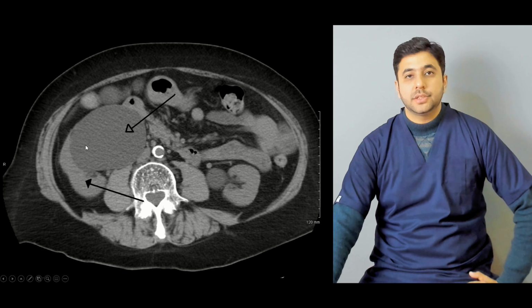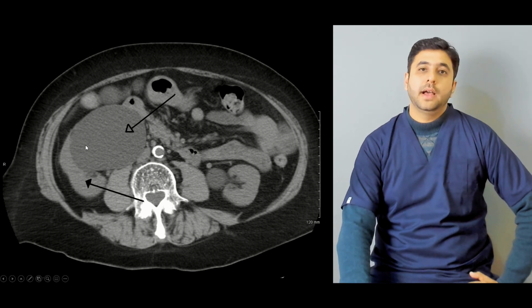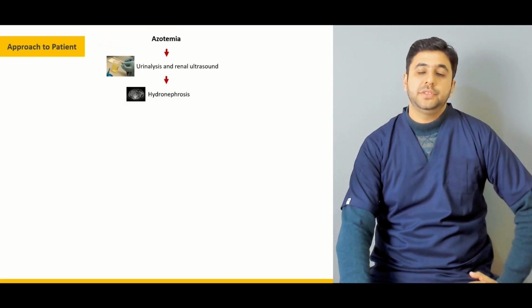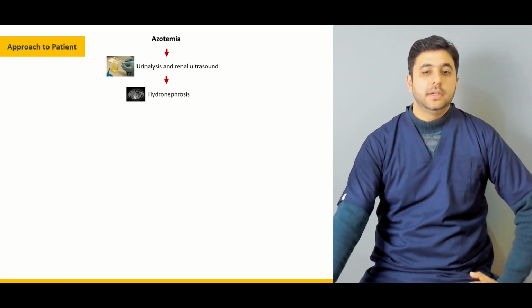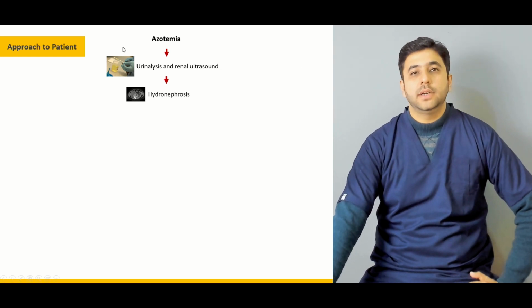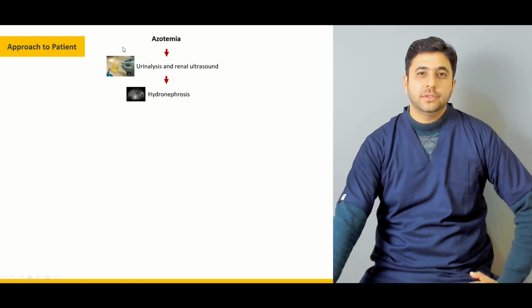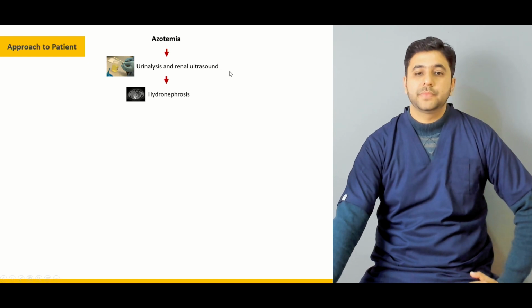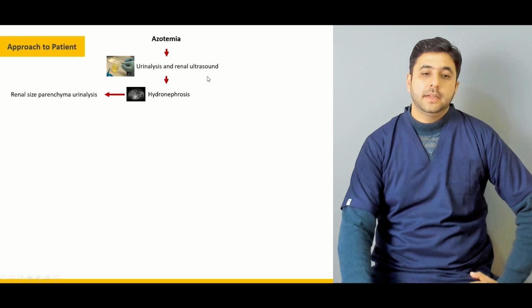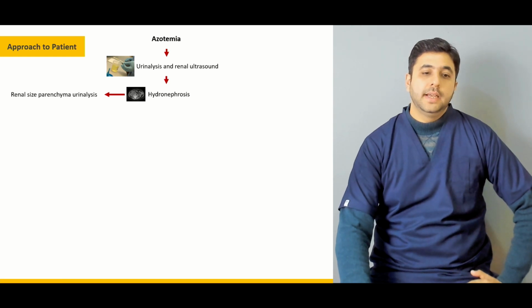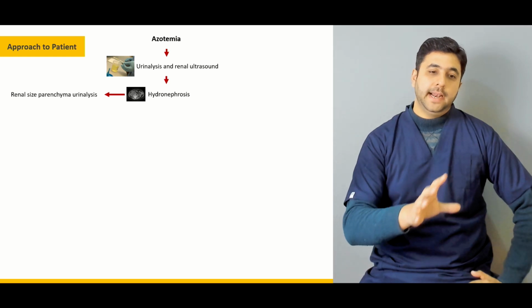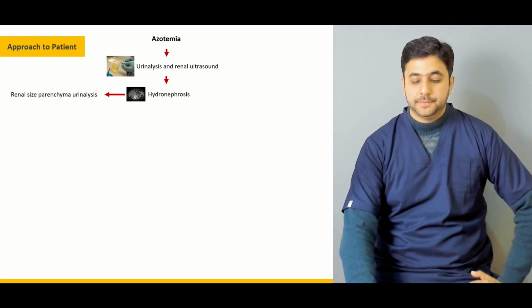This can be an obstruction, which generally means post-renal azotemia. So if you find this, then you are done. The patient has post-renal azotemia and you have to investigate along those lines. But if you analyze and there is absence of hydronephrosis, then you do an ultrasound and analyze the renal parenchyma size.